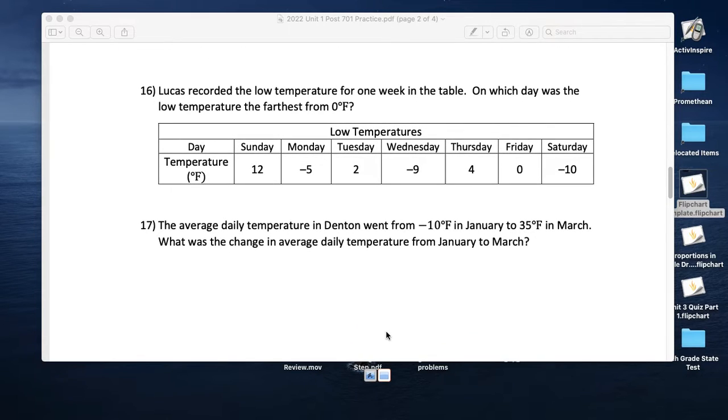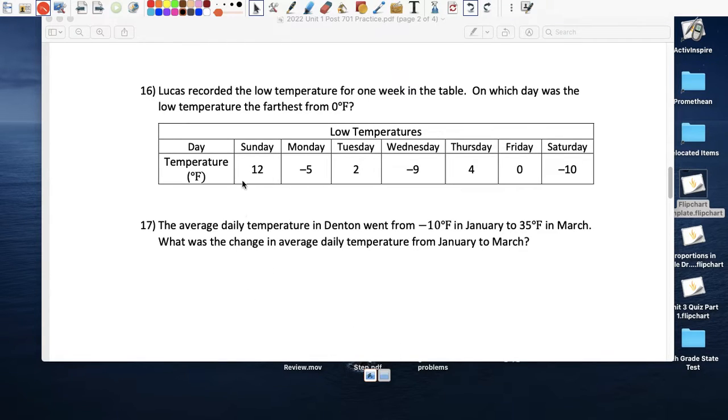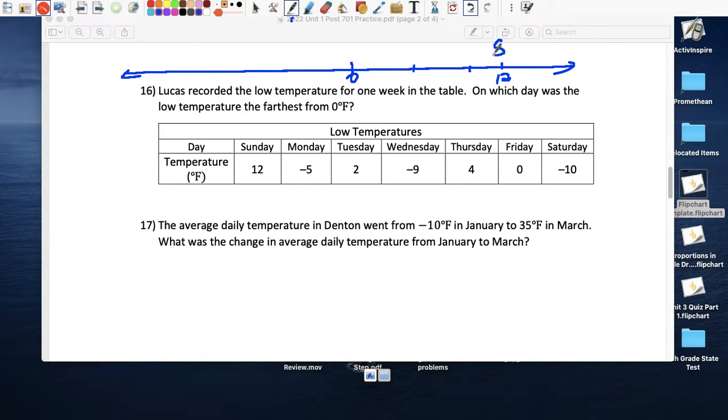16, Lucas recorded the low temperature for 1 week. On which day was the low temperature furthest away from 0? So I'm going to do a number line here. Here's 0. That's right, 12 positive. So 1, 2, 3, 4, 5, 6, 7, 8, 9, 10. Here's 12. And that's Sunday.